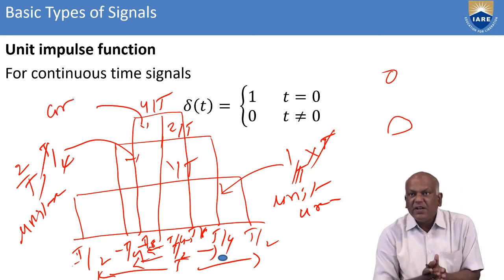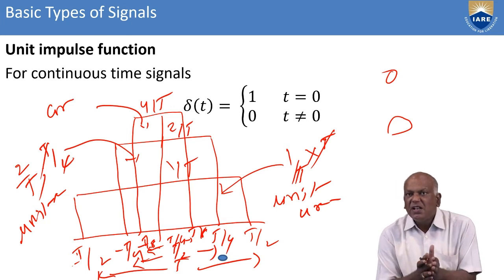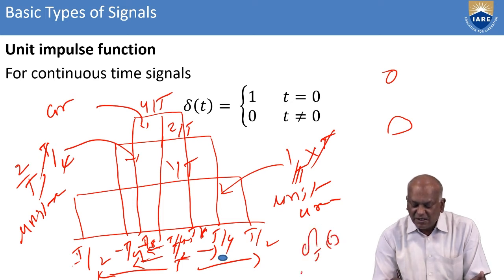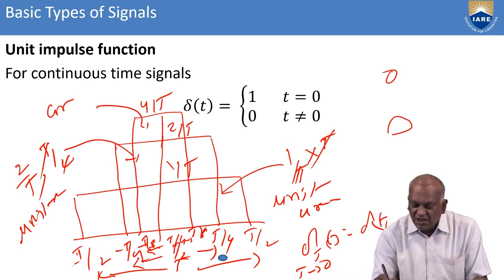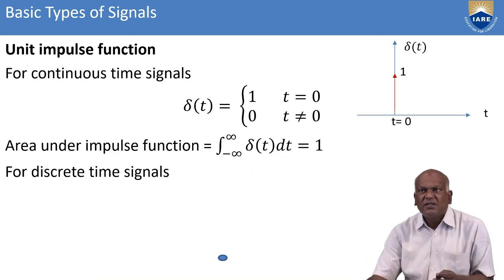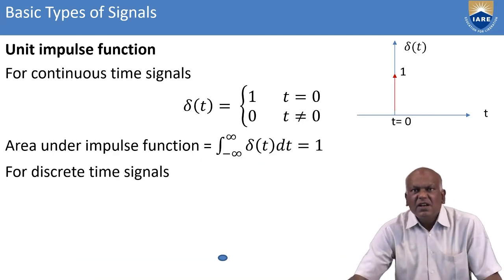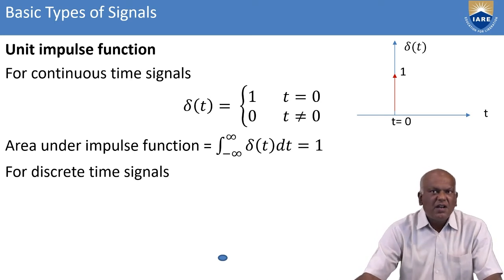You observe, in this graphical representation, whenever the width of the pulse approaches 0, that is delta T of t, when T approaches 0, then this becomes delta t. That's why I am defining the area under the impulse function as the integral from minus infinity to plus infinity of delta t dt equal to 1.